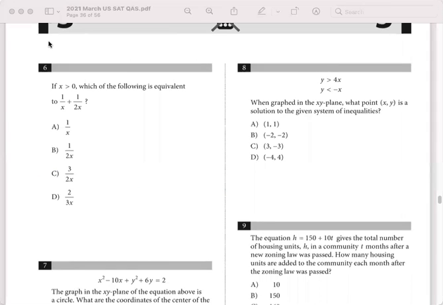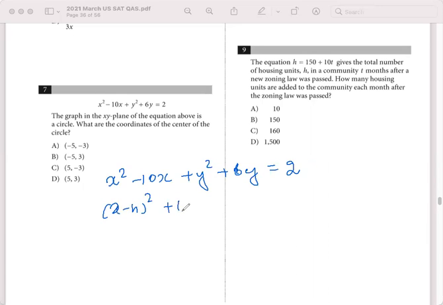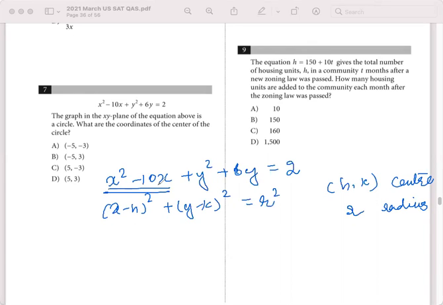Okay, the graph in the xy plane of the equation above is a circle. What are the coordinates of the center? So x squared minus 10x plus y squared plus 6y is 2. Now the equation of the circle in standard form is (x - h) whole squared plus (y - k) whole squared is r squared, where (h, k) is the center of the circle and r is the radius of the circle. So to bring the given equation into the standard form, I'll need to complete the squares.